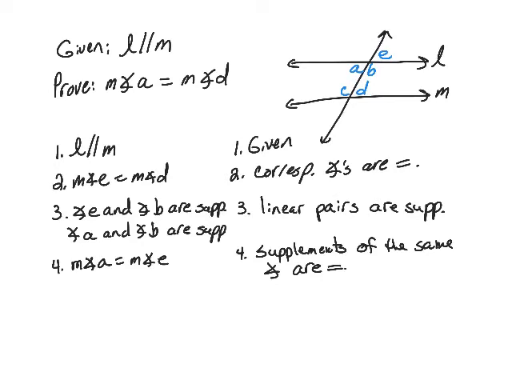So here's what I have. I have the measure of angle A equals the measure of angle E, and I have the measure of angle E equals the measure of angle D. Well, when two things are equal to the same thing, they are equal to each other, and that's substitution. So that's the end of my proof. It really doesn't take long. The measure of angle A is equal to the measure of angle D. And my reason is substitution.